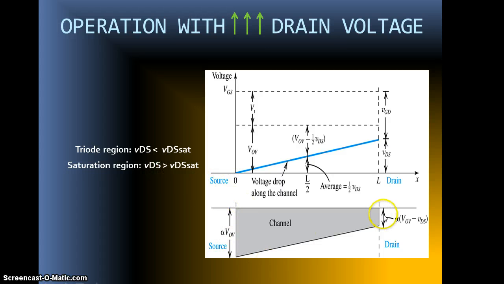Here you can see the tapered channel. Here you have the overdrive voltage minus the VDS. Here you only have the overdrive voltage, as a result of which you get a tapered channel. Alright, this is actually a graph of the tapered channel with the values of the voltage plotted against distance x.